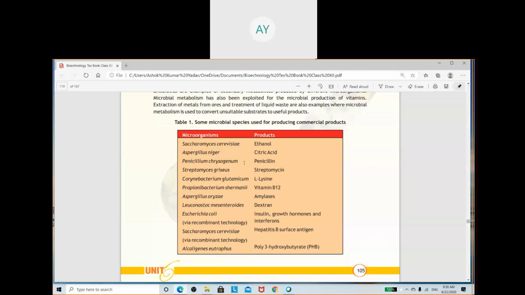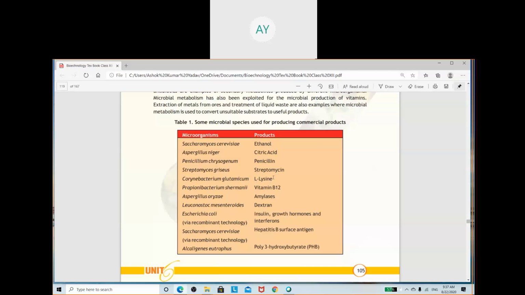I have already discussed this, Penicillium notatum is the initial strain for producing penicillin, but this is the commercial strain produced through treatment with mutagen and through recombinant DNA technology. Then next is bacteria, Streptomyces griseus, that is streptomycin, that is the antibiotic. So these are antibiotics, penicillin and streptomycin, but these are chemicals that are used for different purposes.